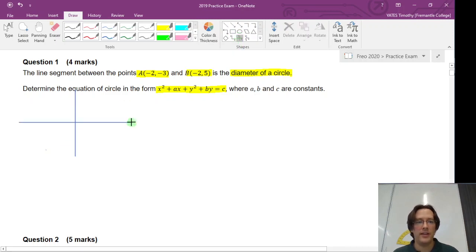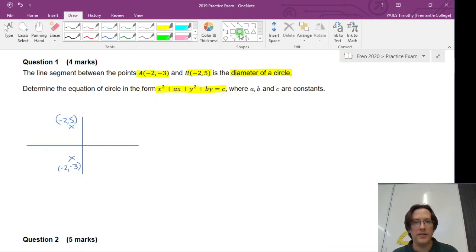And one of the things I actually like to do in these situations is just to draw a really quick little diagram, just to get an idea of what's going on. So 2 points form the diameter of the circle. That's at -2, -3, so it's about there. And another one at -2, 5, so that's going to be about here. And this is going to be the diameter of a circle. So let's see if I can draw a roughly adequate circle there, something like that. So that's roughly what our circle is going to be like.